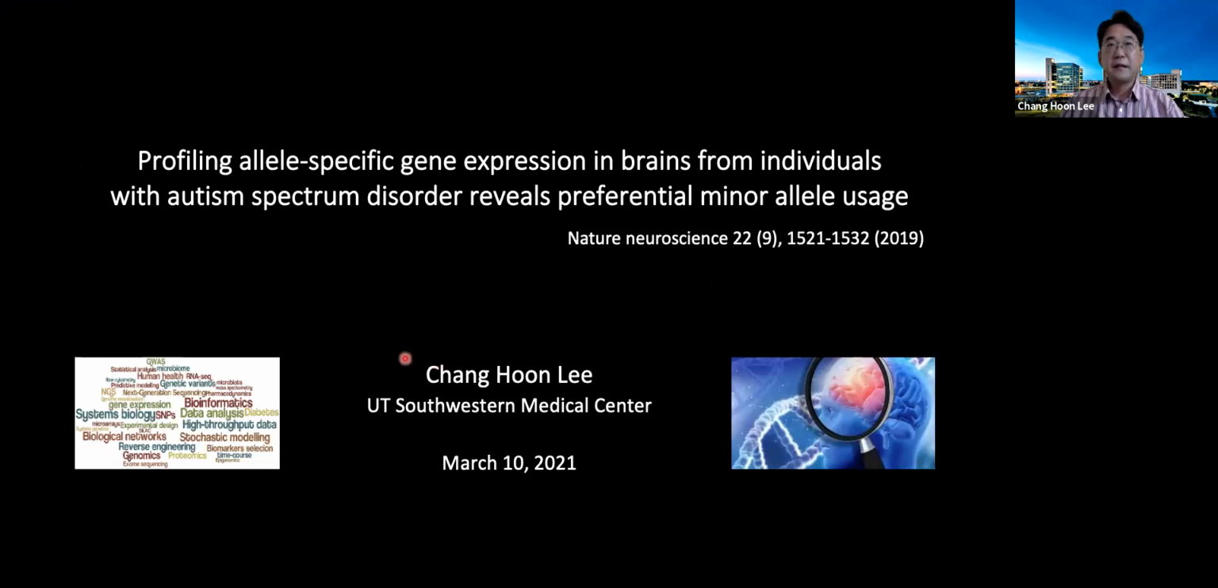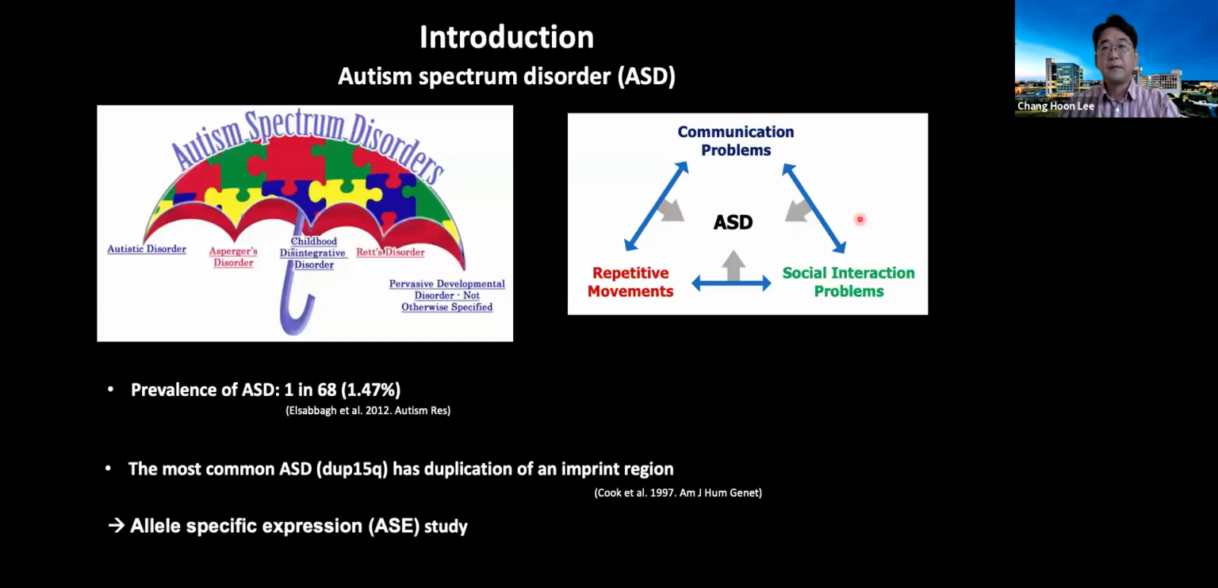It's a great pleasure to present my previous paper, Nature Neuroscience 2019. The title was "Profiling allele-specific gene expression in brain from individuals with autism spectrum disorder reveals preferential minor allele usage." Let's start with the introduction.